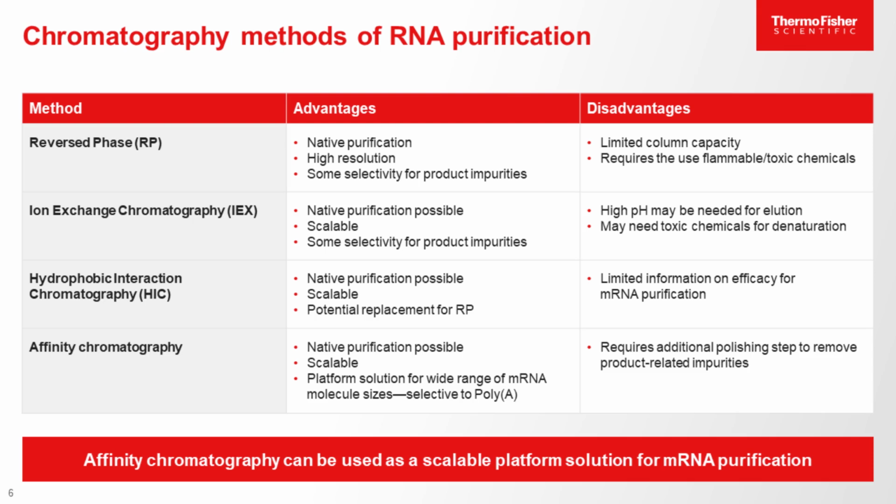Current chromatography methods of RNA purification include reverse phase, ion exchange chromatography, size exclusion chromatography, hydrophobic interaction chromatography, and affinity chromatography. Reverse phase chromatography has high resolution but has limited column capacity, and the use of expensive, flammable, and toxic chemicals makes it not ideal for large-scale manufacturing.